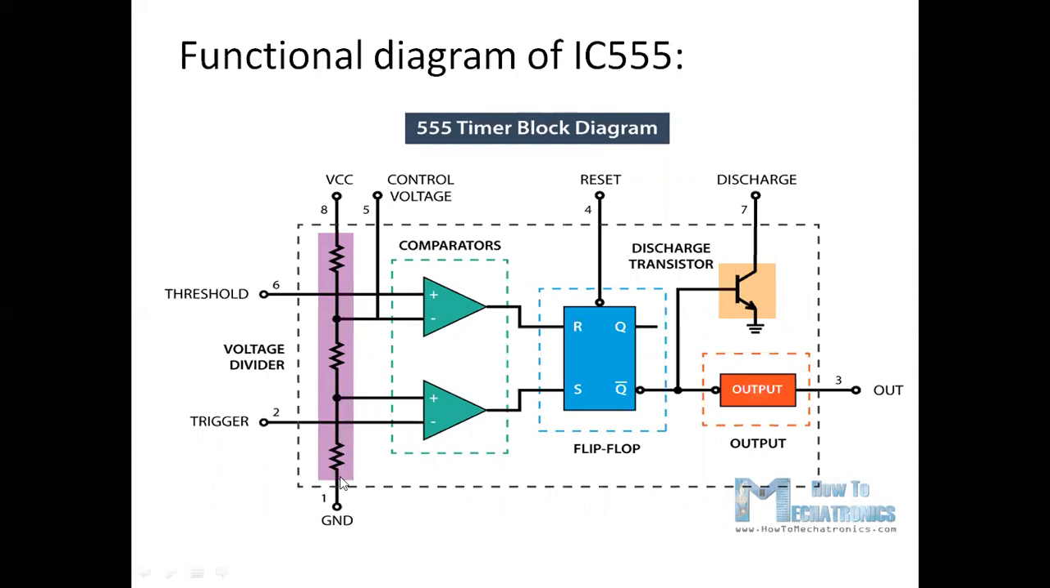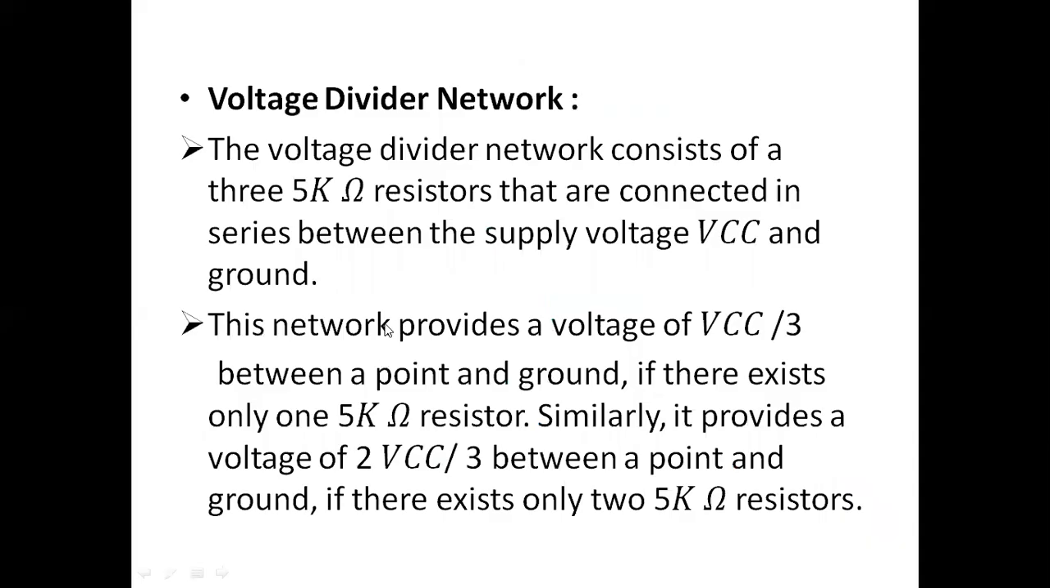If you have two 5 kilo ohm resistances, then it will provide 2 by 3 VCC at this point. So the voltage VCC at this point is equally divided between these three resistances. Then we can get VCC by 3 at this point, and we can get 2 by 3 VCC at this point. So that is about the voltage divider network.